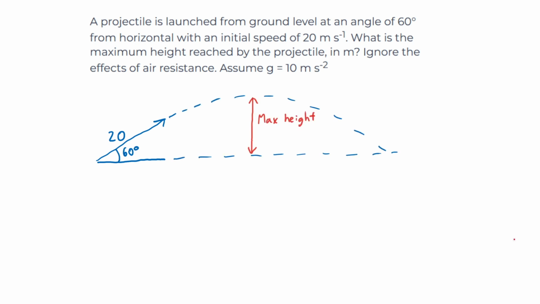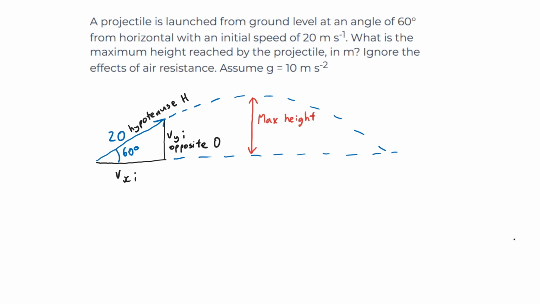Because we just want to find the maximum height, or the vertical distance in our question, we just need to find the vertical component of the initial velocity. For this question, we don't care about the horizontal component. You'll find a question requiring both horizontal and vertical components in the Advanced Mechanics section.